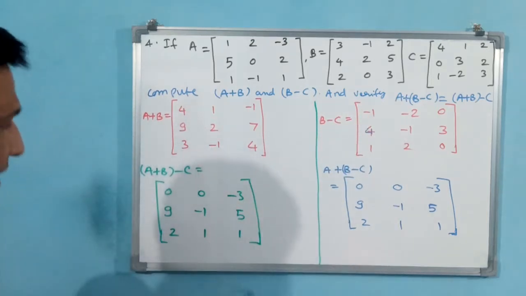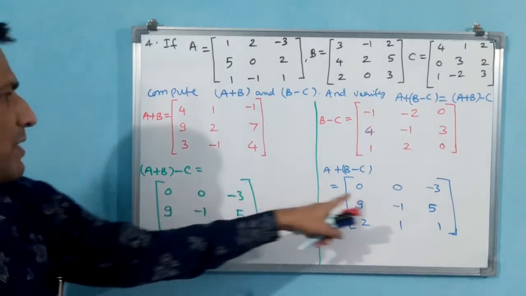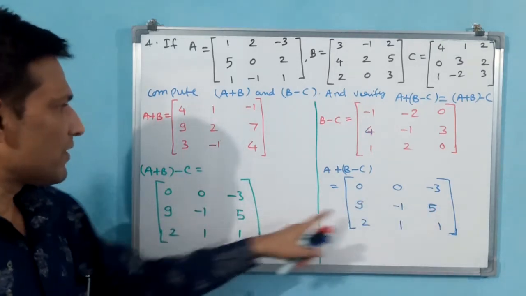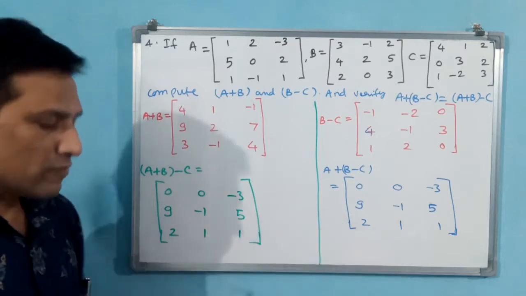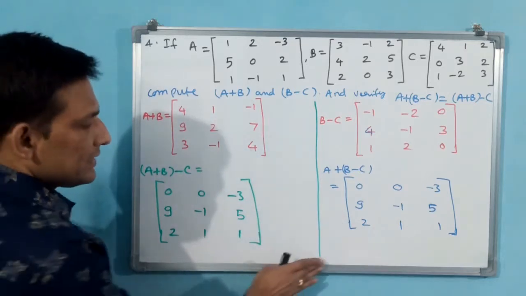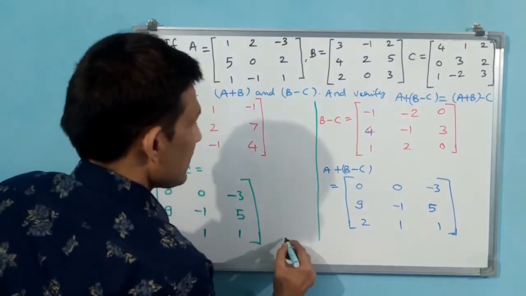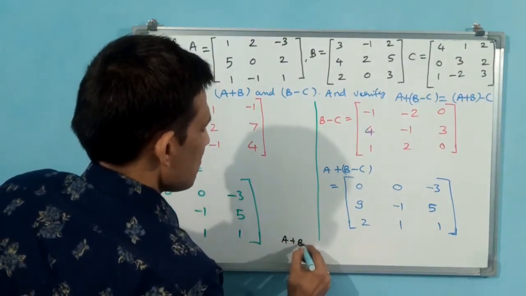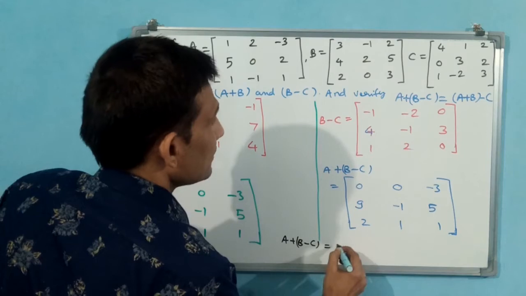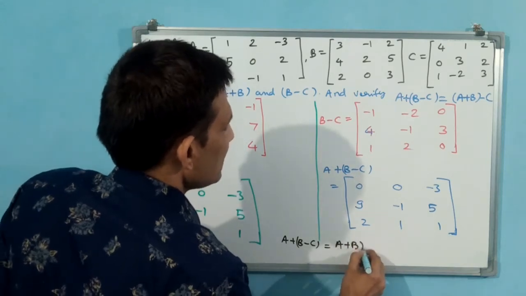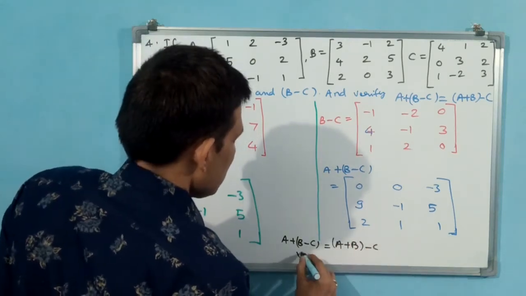Okay. Now you compare both are equal or not? 0, 0 minus 3, 0, 0 minus 3. 9 minus 1, 5, 9 minus 1, 5. 2, 1, 1, 2, 1, 1. What you have to write finally? Verified and found correct. Write down. A plus B minus C is equal to A plus B minus C.